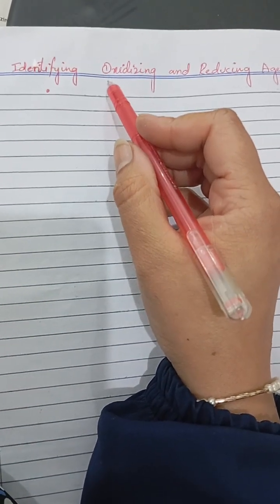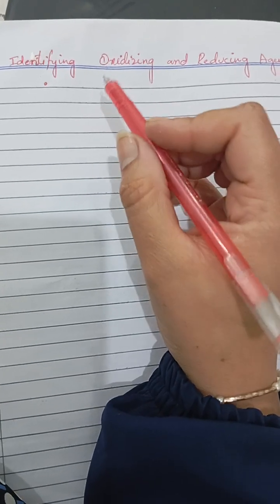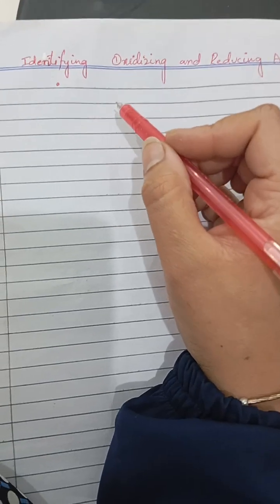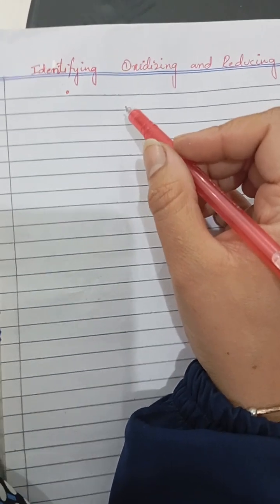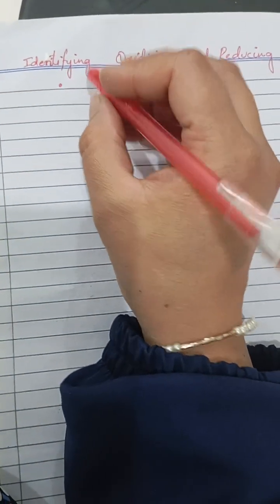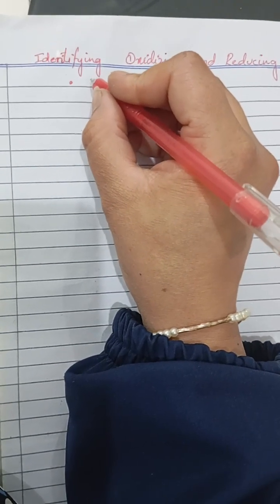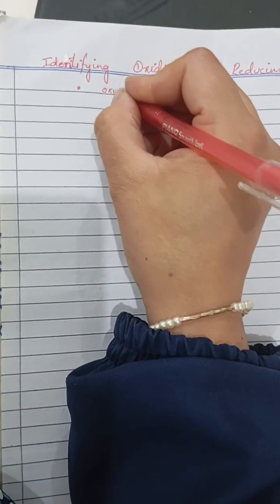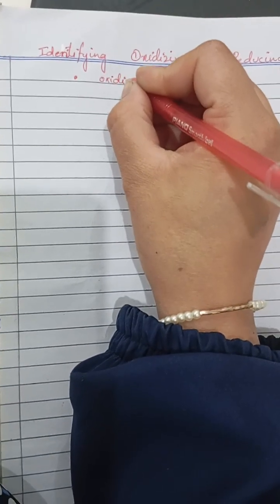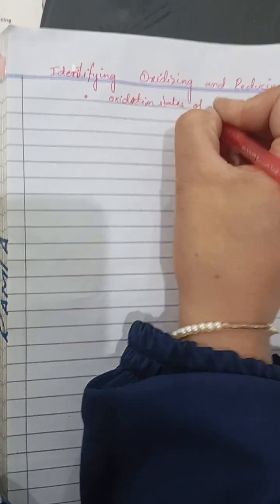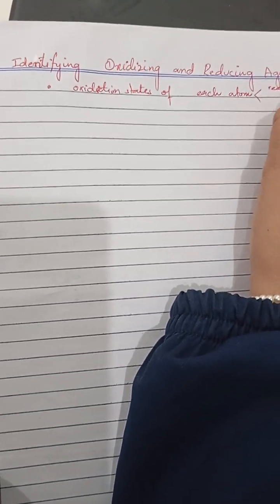For identifying the reducing agent, the following steps must be understood and observed in the answer to the question. The first thing that must be written onto the chemical equation are the oxidation states of each atom present both in the reactants as well as in the products.